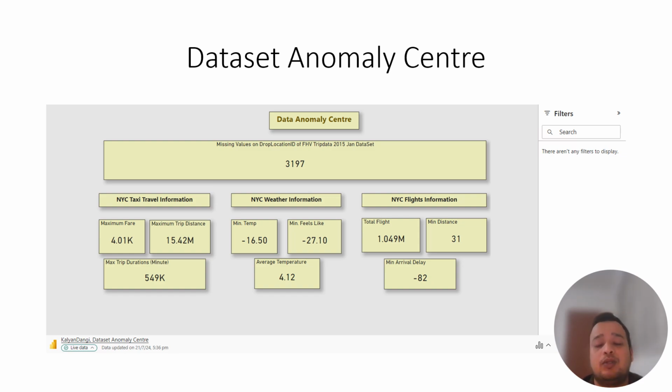For the NYC weather information, notable outliers are a minimum temperature of minus 16.50, a minimum feels-like temperature of minus 27.10, and an average temperature of 4.12. And also for flight information, the card shows a total of 10 million flights at a minimum distance of 31 miles, and a minimum arrival delay of minus 82 minutes. And also the FHV trip data 2015 January dataset has missing values for the drop-off location ID, with 3,197 entries affected. These anomalies provide important insights into unusual data points that can be critical for understanding and addressing the discrepancies in the datasets.